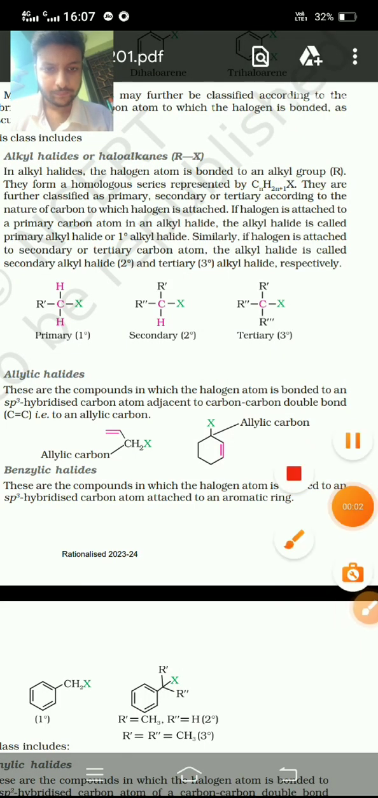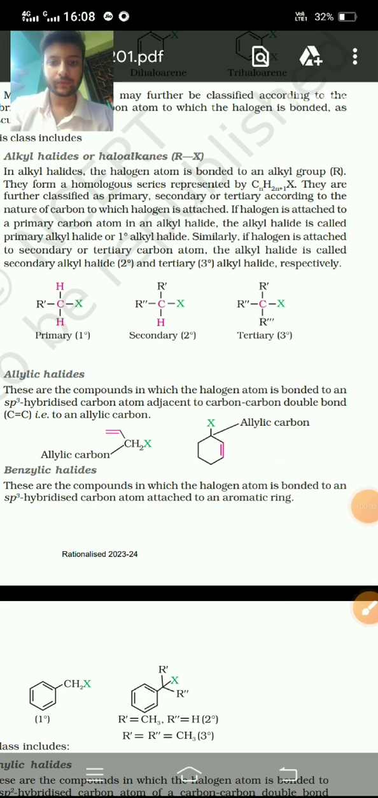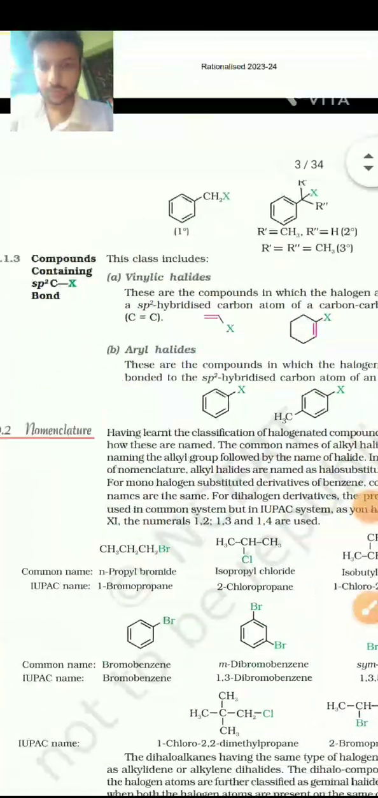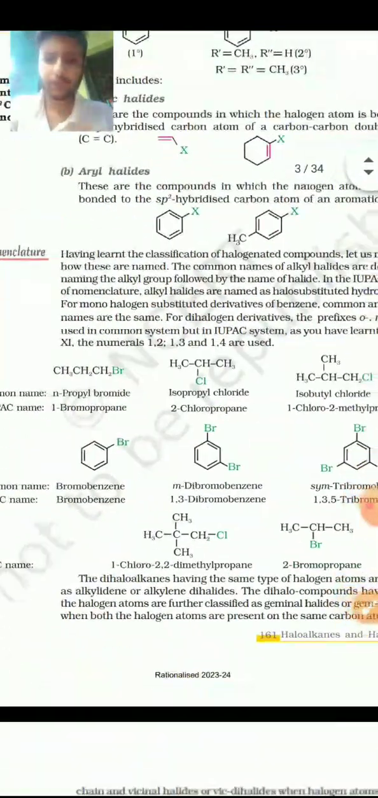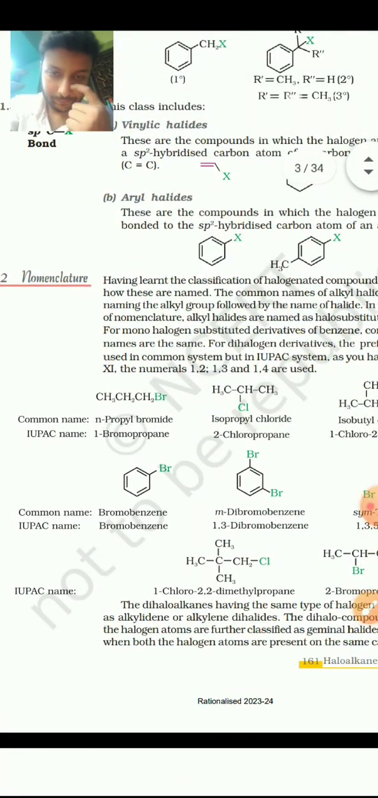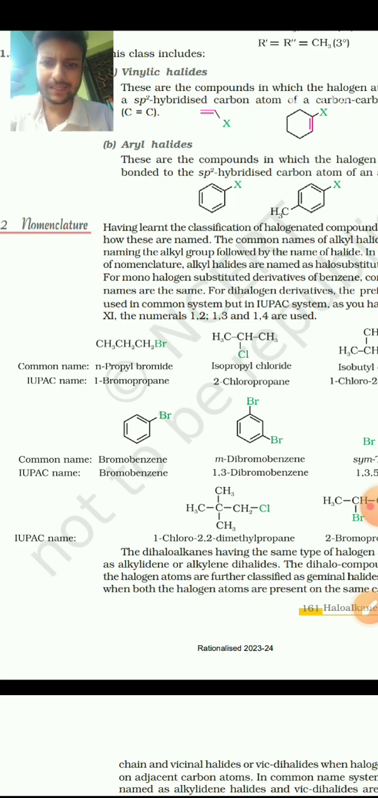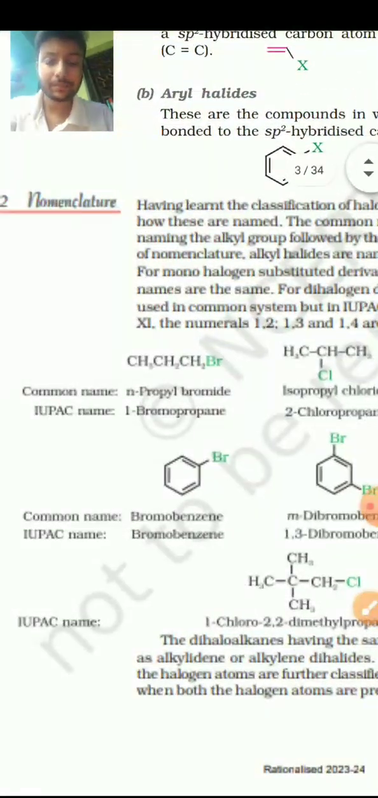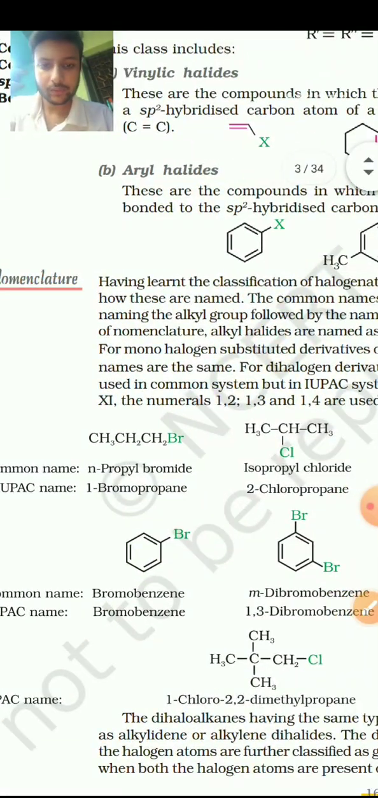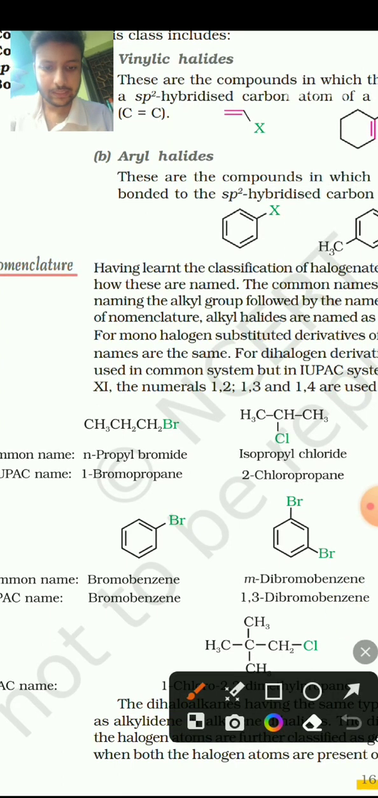So after the introductory video, we will move on towards the nomenclature. Great. So in the nomenclature, as the name suggests, nomenclature means the naming of the compounds. Now let me give you an example. Look at this one. This is CH3, CH2, CH2, Br. So we have to find out the name, the IUPAC name.